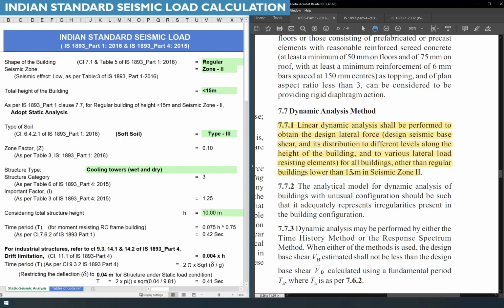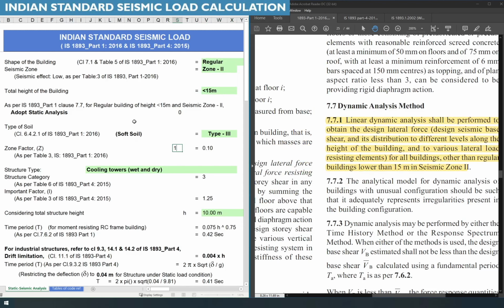Whenever we start the seismic load calculation, we should have awareness about this. If we are going with the latest version 2016 and the static analysis method, we should follow this regulation by considering a regular building, seismic zone 2, and a structure height less than 15 meters. Then only can we adopt the static method of analysis.